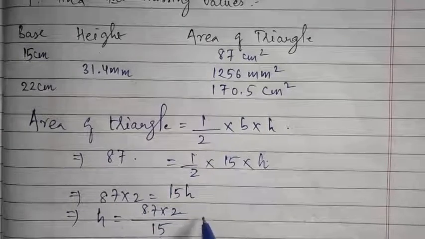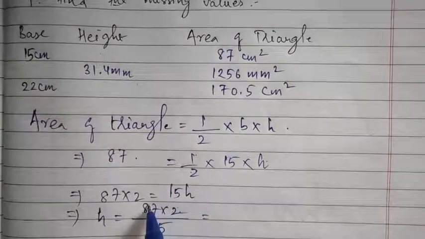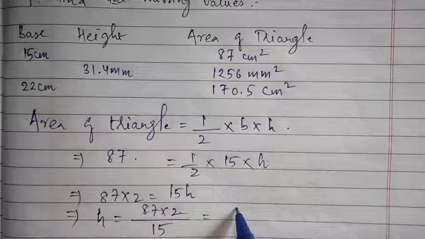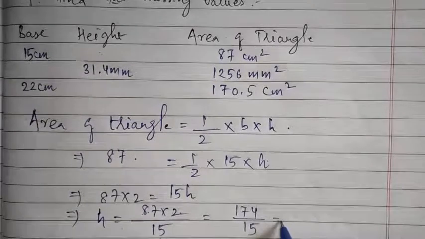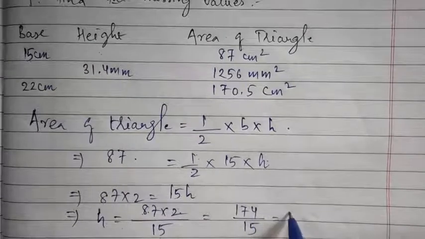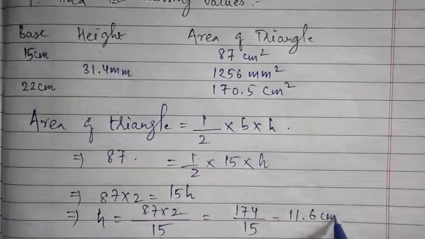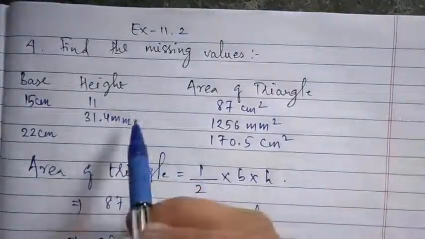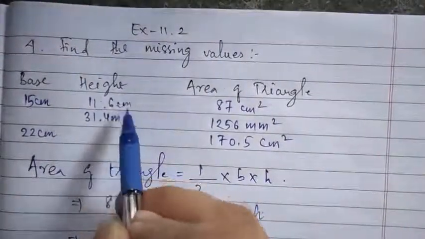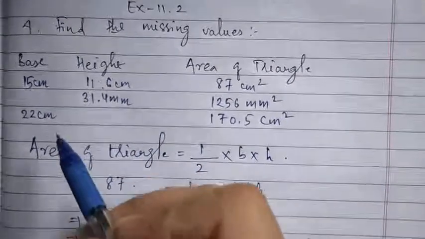But what I'm going to do here is multiply this. 87 into 2 is 174 divided by 15. So now when you divide this, you are going to get 11.6 centimeter. So for the first condition, height is 11.6 centimeter.